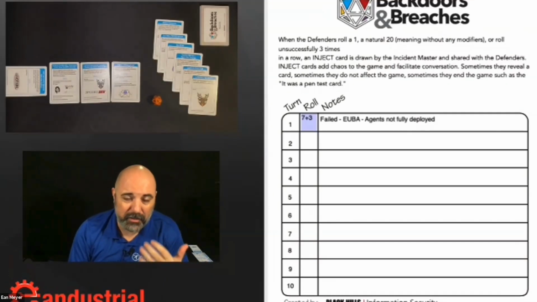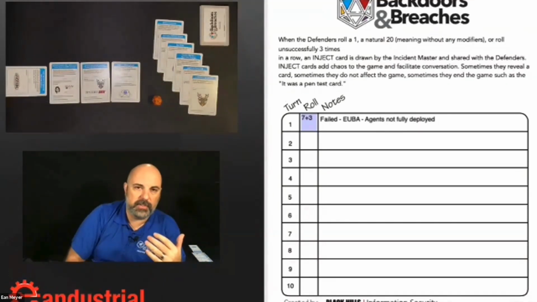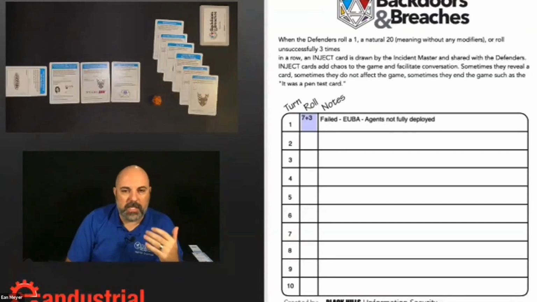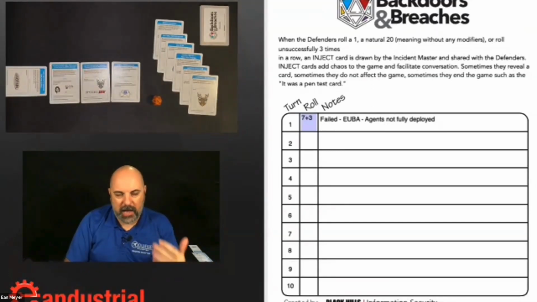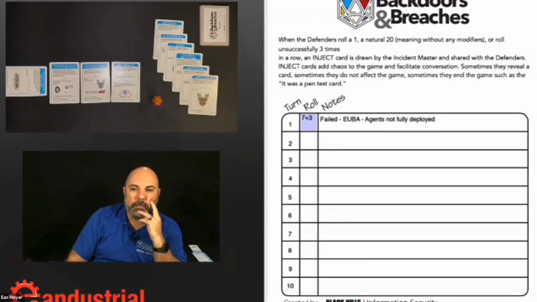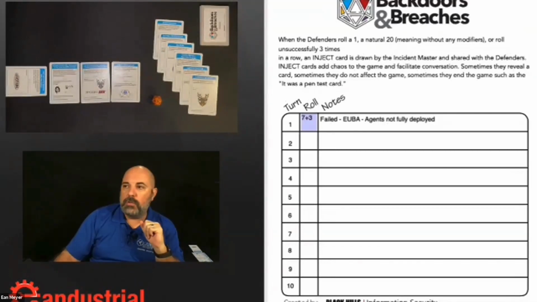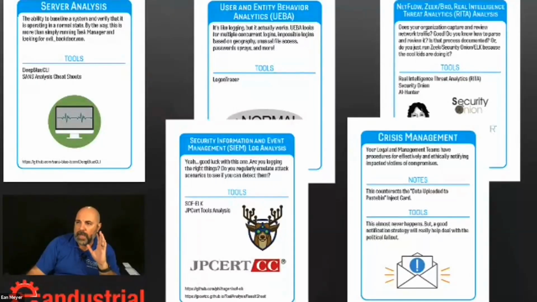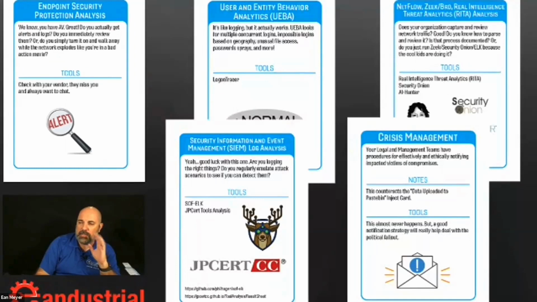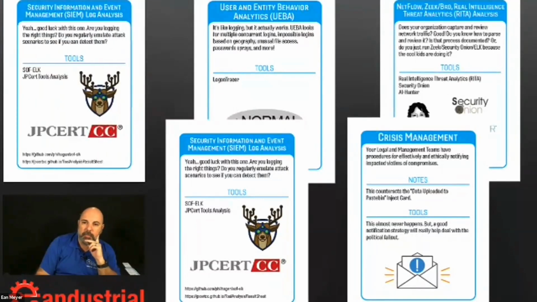Now, that doesn't necessarily mean that user behavior analytics wouldn't have discovered something. All it means is that you didn't have the right person awake, caffeinated fully enough, agents deployed, whatever it is. So with that said, what you've got now is NetFlow, security information event, your SIEM, and crisis management, or you can use any of those other procedures that we had inside of here, server analysis, et cetera, but you just don't get the additional modifier.